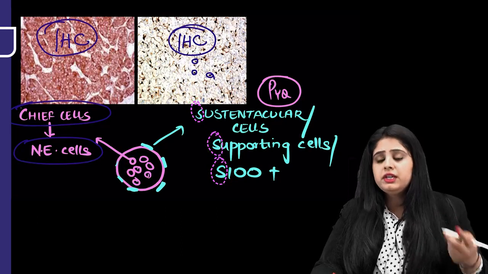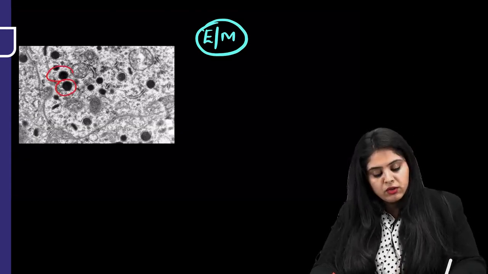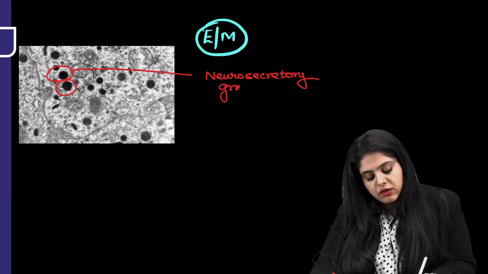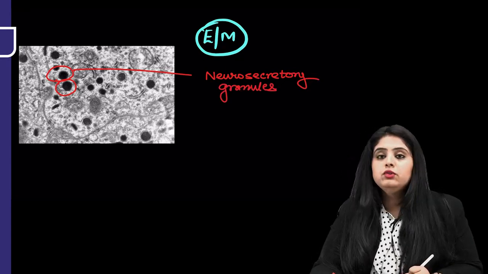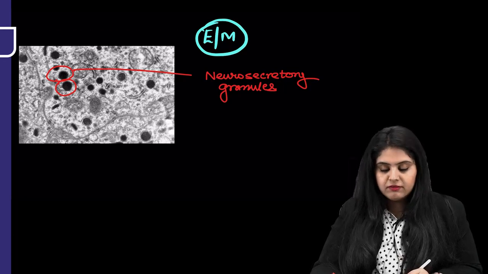It's a neuroendocrine tumor. So what is the electron microscopy going to show you? Every neuroendocrine tumor shows you the same electron microscopy, and that is the neurosecretory granules. All electron microscopies show you the same. Neurosecretory granules are going to be noted. And now finally, one last slide.